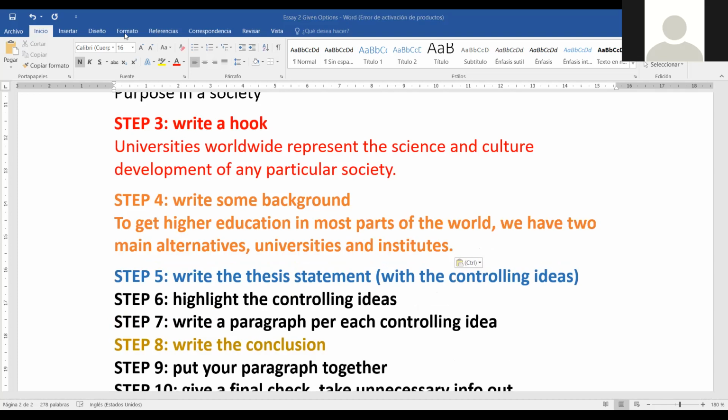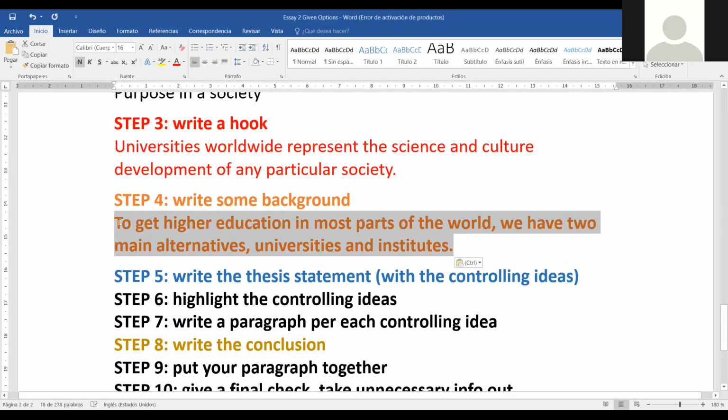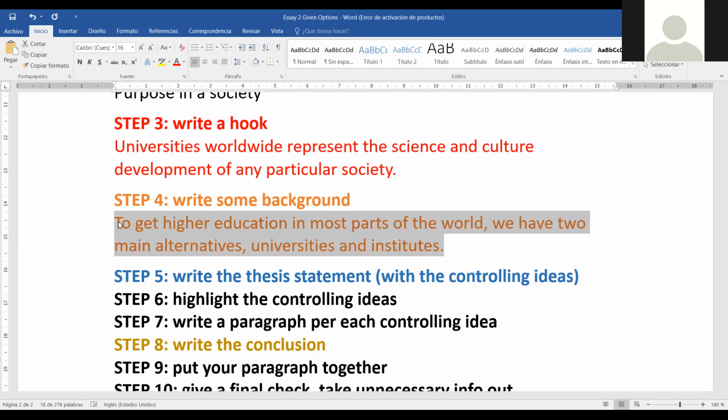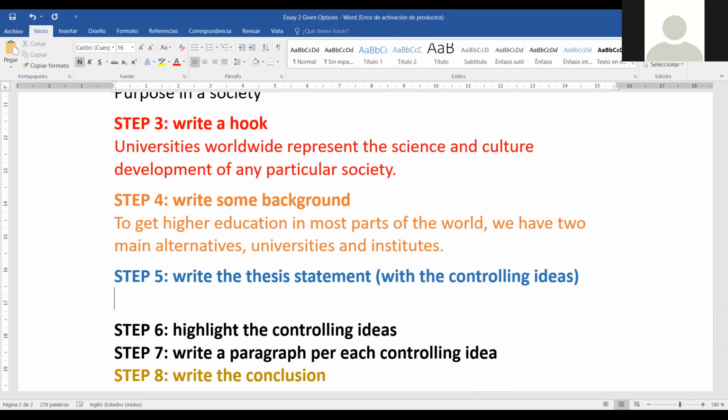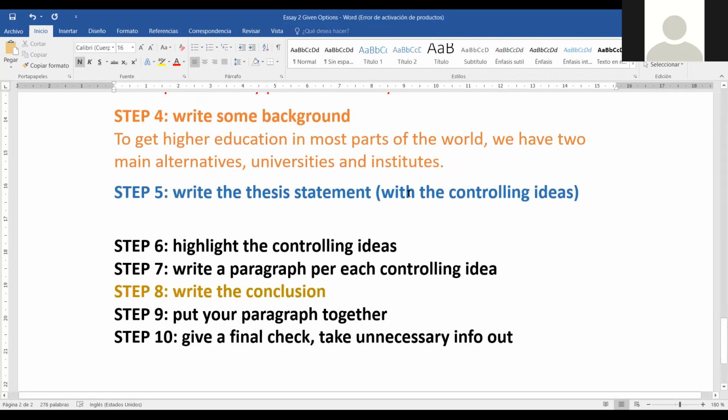Can you read it, please, Luis? To get higher education in most parts of the world, we have two main alternatives: universities and institutes. This provides us a more understandable context. And yeah, I'm sure that in most parts of the world, we have universities and institutes. Sometimes it changes name, like for example in the United States, the institutes basically are community colleges, but in other countries like Germany, etc., they also have institutes.